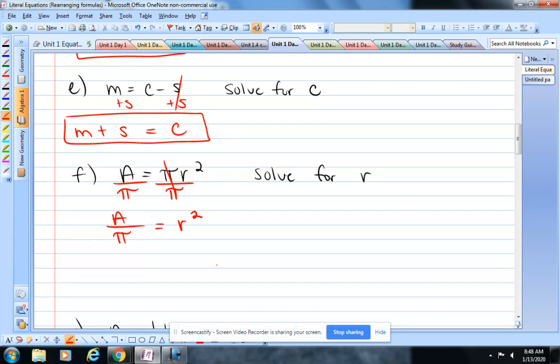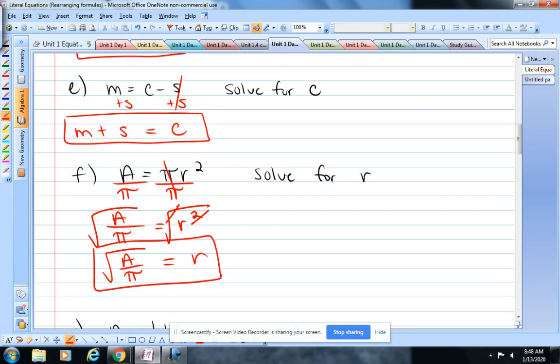Now if I do the square root on this side, I got to do what? Square root on the other side. So squares and square roots cancel each other out, and that leaves you with just r. And so on the left side, I have the square root of the whole fraction, A over pi equals r. So to get rid of a square, you take the square root of both sides. And that r looks funny. So I'm going to fix it.